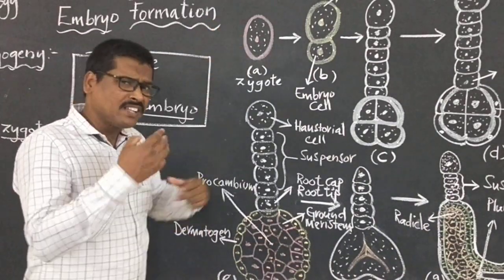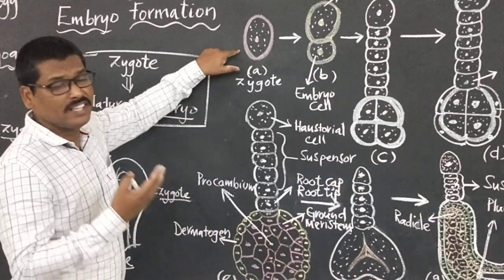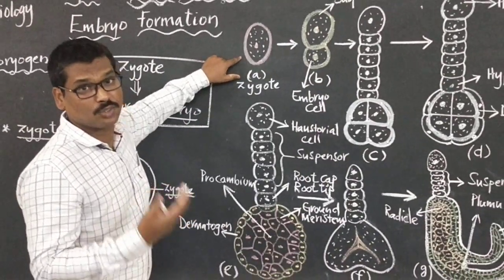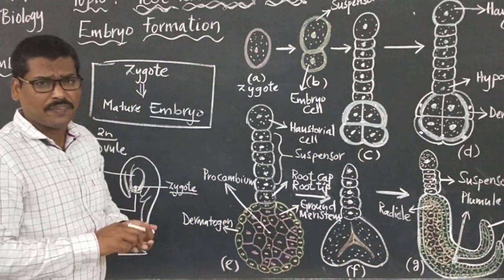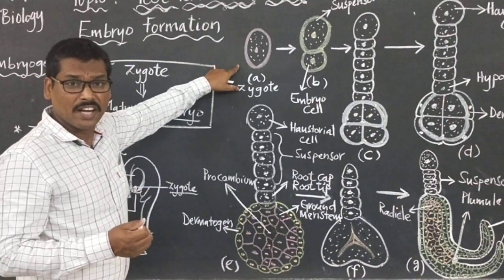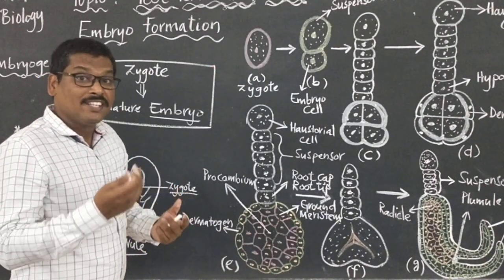So what are the changes that are undergone in the zygote? The first change that this zygote undergoes is that it produces a cellulosic wall.